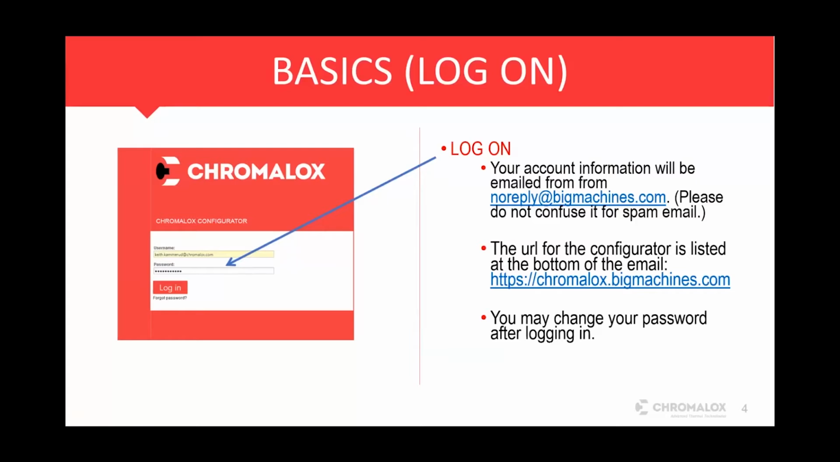I wish they would have made it boldface and with the link built in, but just look at the bottom of the email, and it's chromalox.bigmachines.com. That will be your link. And after you get the link, the first time you log in, you should change your password. This is automated. You'll get a real cryptic password. You can keep that if you want, but it's always a good practice to change it so only you know the password.